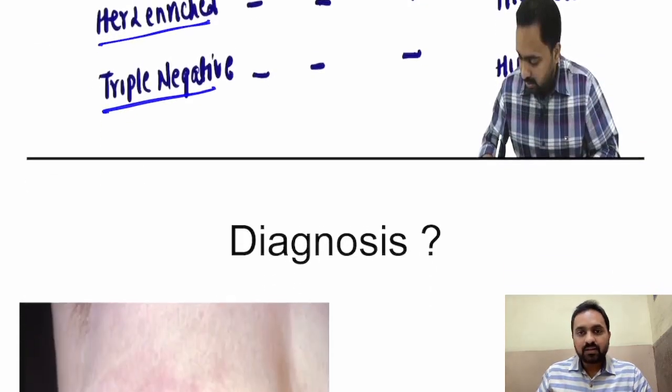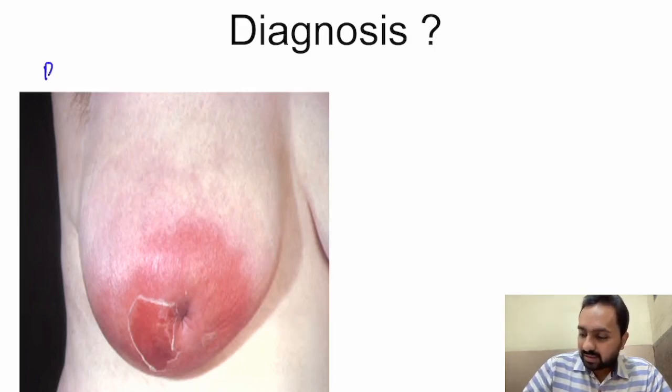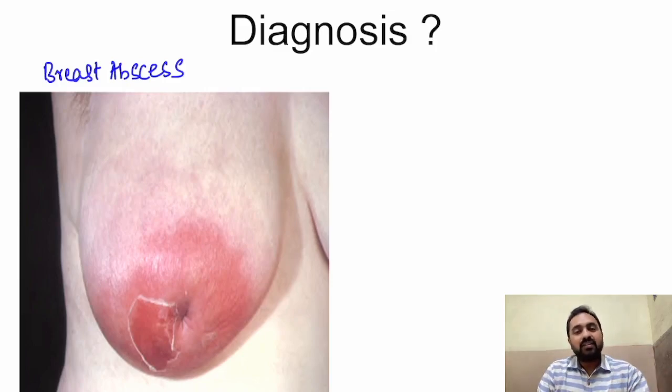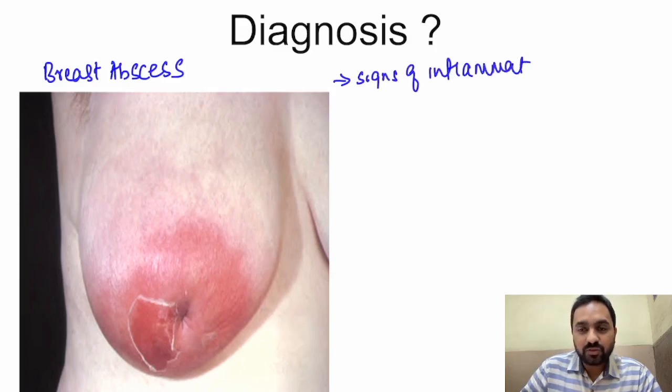Now the second question over here is usually a very simple question. This could come as a clinical scenario or it could be a spot diagnosis. So this is a case of breast abscess. So how do you identify this in your clinical scenario? They will usually present with the usual signs of inflammation, which include redness, pain, increased temperature, and swelling.